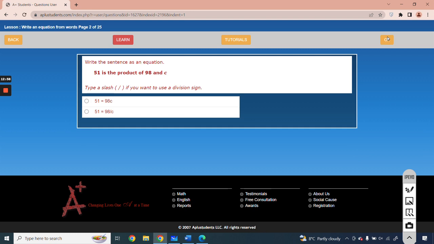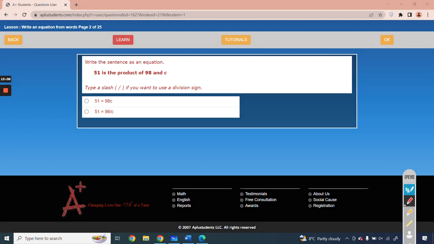Okay, the next one is write the sentence as an equation. 51 is the product of 98 and C. Product means they are multiplying. Got it? So 51 is the product. 51 equals 98 times C. Right, so you can write 51 equals 98C.